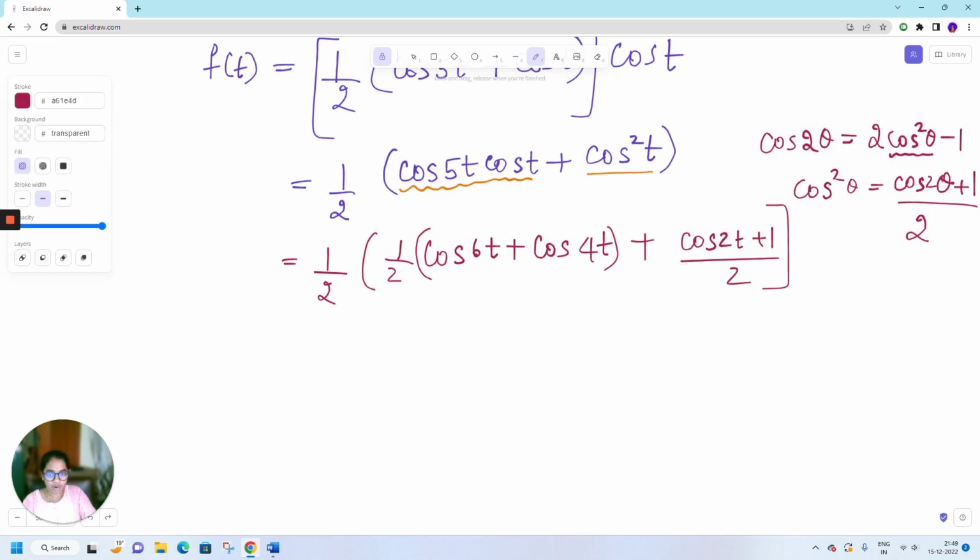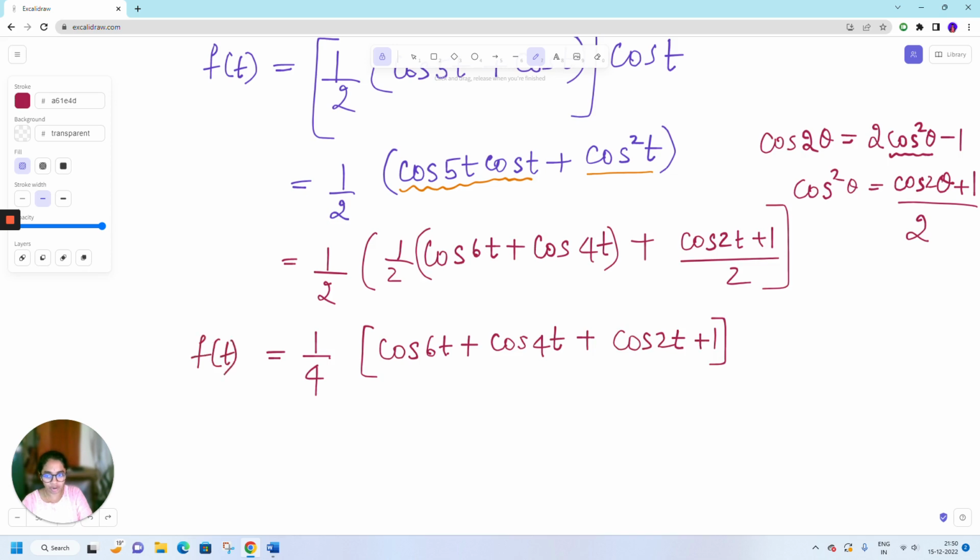Okay, now can I take half common? I have half in the first term and in the second term. So I'll take half common. I would get 1 by 4 into cos 6t plus cos 4t plus cos 2t plus 1. Now what do we have? This is our f of t.